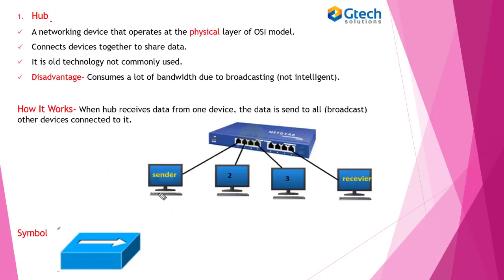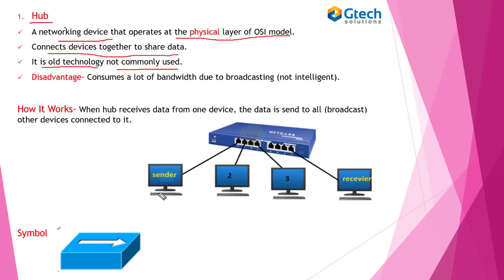First, we'll start with a hub. What is a hub? A hub is a networking device that operates at the physical layer of the OSI model. It connects devices together to share data. A hub is an old technology that is not commonly used nowadays. Instead of a hub, we use switches.